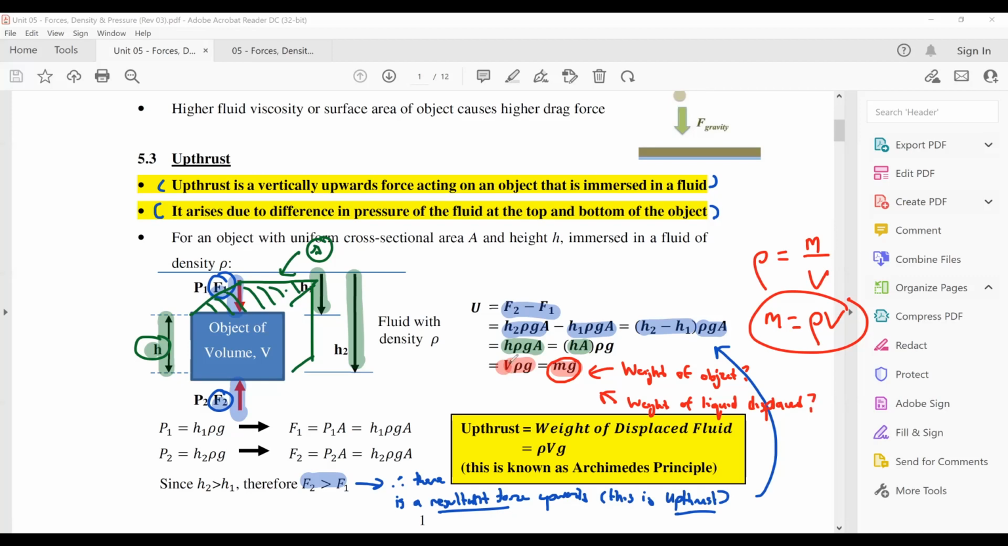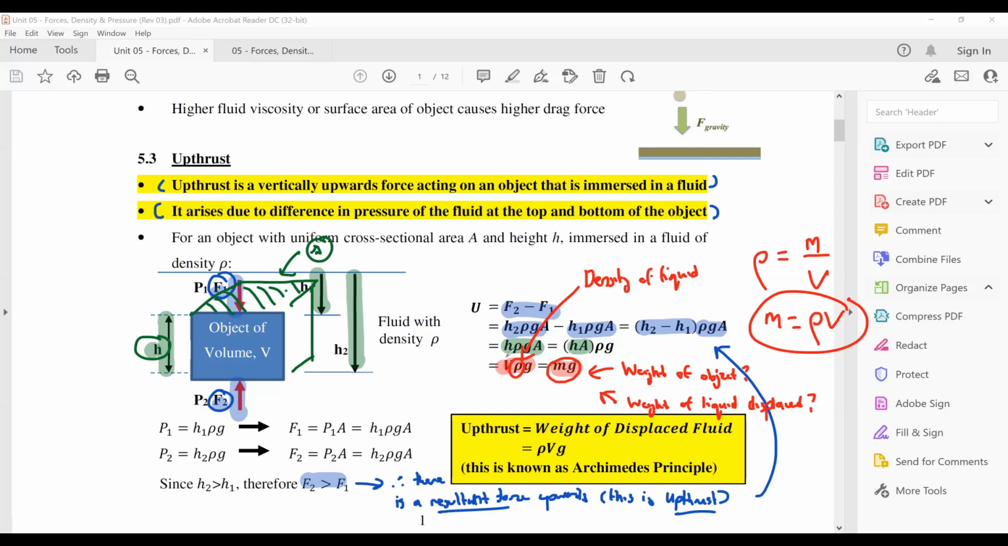The expression rho V here is mass. Multiply with g, it is equal to weight. Yes, that one we know. But what weight is it? Is it the weight of the object or is it the weight of the liquid displaced? Weight of the liquid displaced. Yes. How do I know it's the weight of the liquid displaced? It's because of this. This one is the density of the liquid.